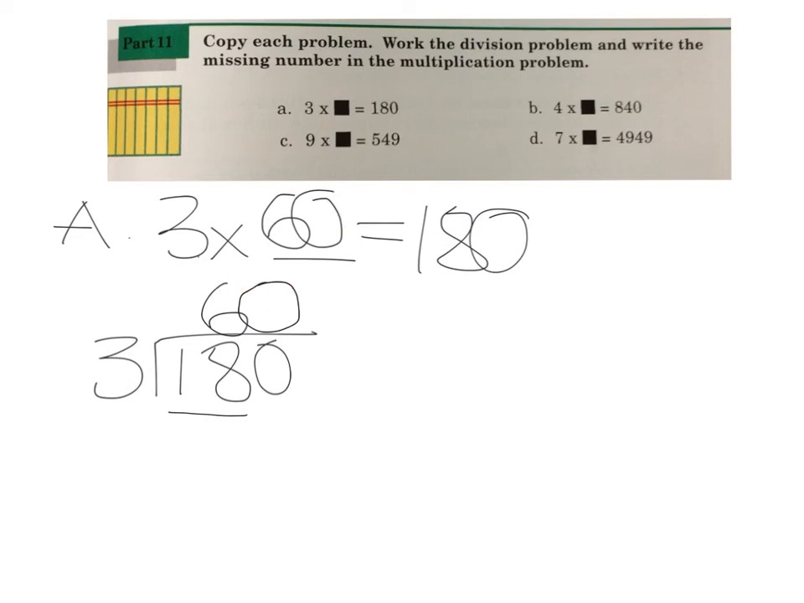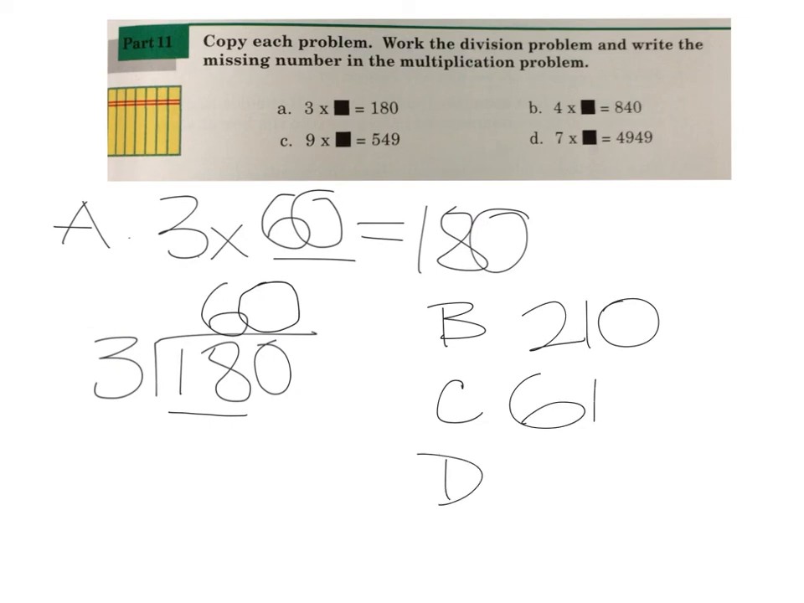So for B, your answer will be 210. For C, you'll have 61. And for D, you'll have 707. So I didn't set up these problems for you, because once you have this answer, you should be able to go back and set up both problems just like I did.